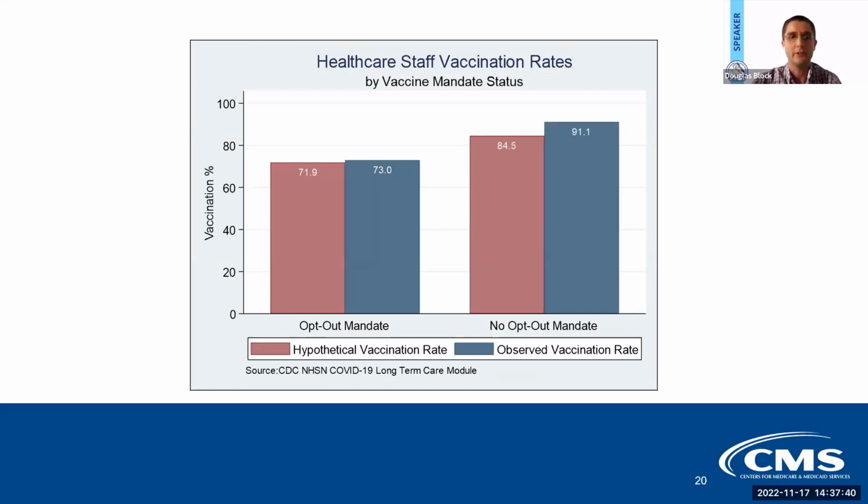So for the opt-out mandate, it looked like it had a much smaller effect. If we go with the hypothetical case that there was no mandate implemented and the current vaccination rate just kept continuing at previous levels, we would have ended up with about 72% of staff vaccinated in states that had an opt-out mandate. But because there actually was a mandate, we ended up with 73%. On the other side, for the no opt-out mandate, we would have ended up with 84.5% of staff vaccinated. And with these mandates, we ended up with 91.1, right? So you see the effect is much larger for the no opt-out mandate. Next slide, please.